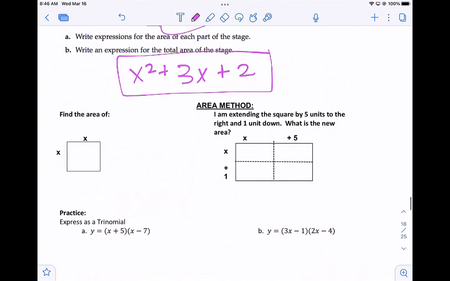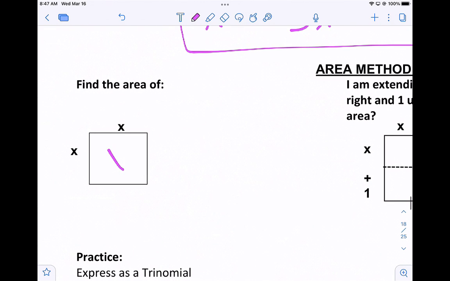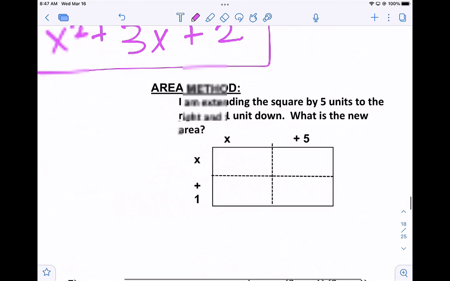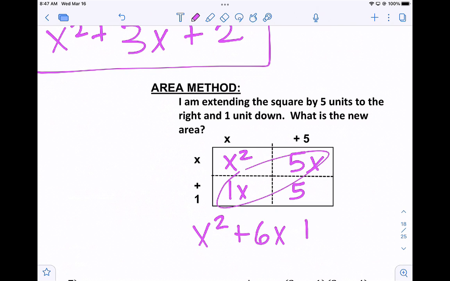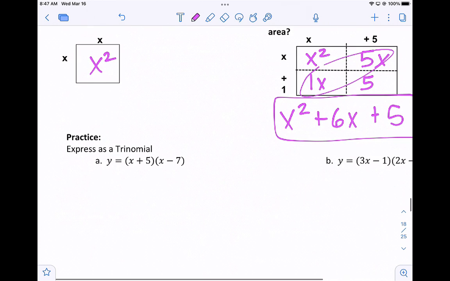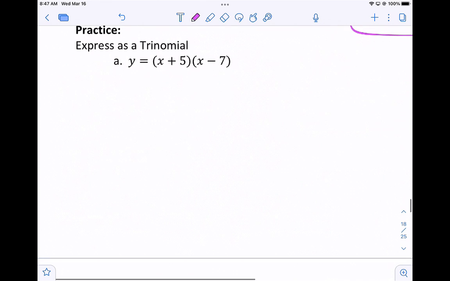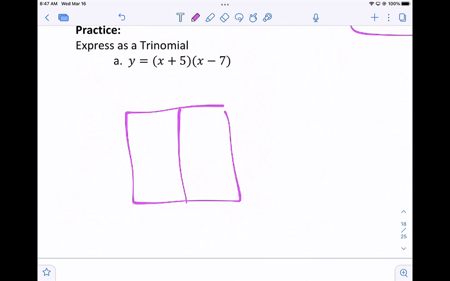Again, we found the area using the area model. We know x times x is x squared. We know how to multiply this out. This would be x squared, 5x, 1x, and 5. And again, just changing it to standard form is just combining like terms. Here's standard form. So we've done that, and again, we've practiced it. It's said on Delta Math, expressed as a trinomial. And so we've practiced writing this out.